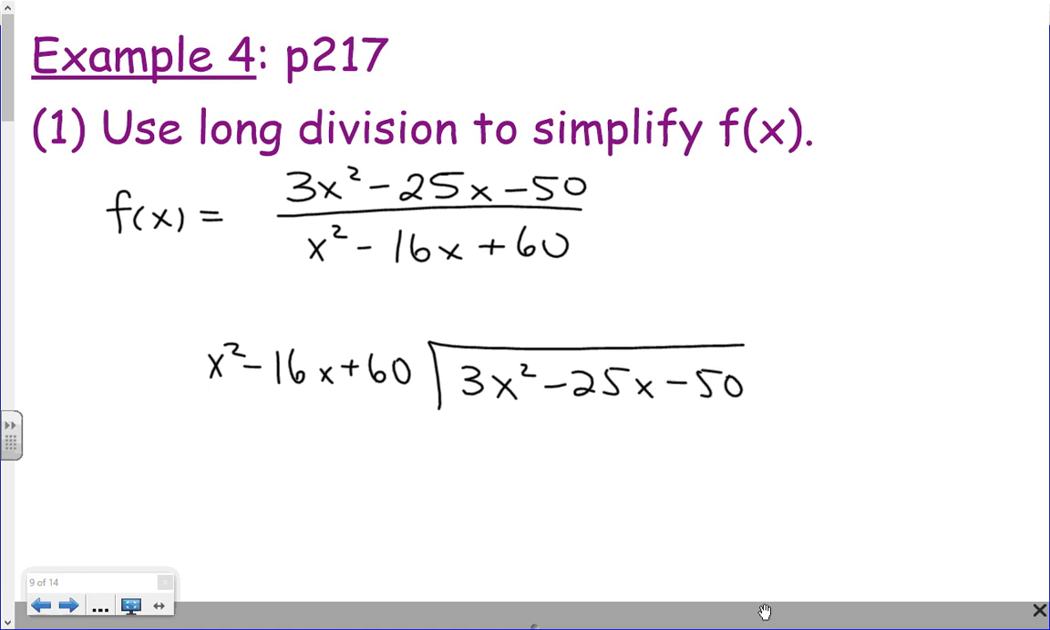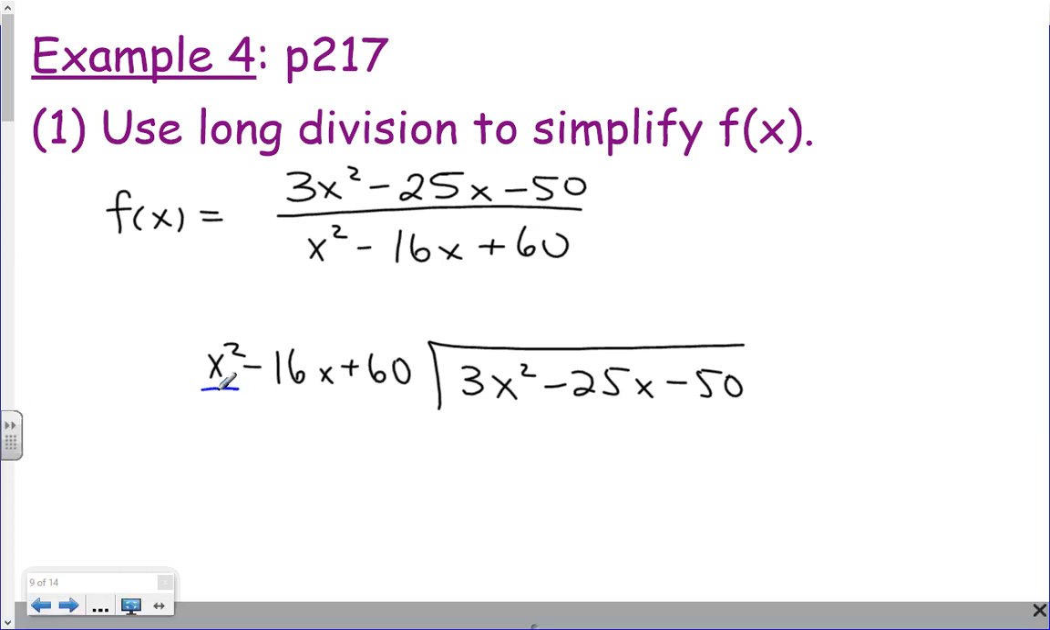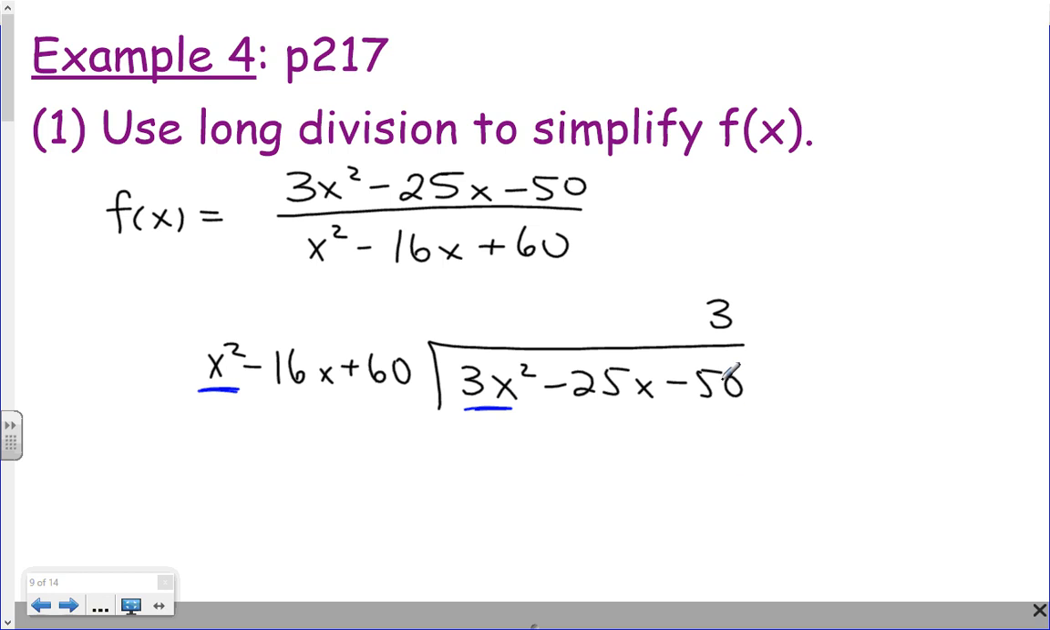Now to divide this, what I'm looking for is what do I need to multiply this x squared out front by in order to end up with a 3x squared? Or another way of saying that is to take the 3x squared that's under that division bar and divide it by the x squared to figure out what that number needs to be. And clearly in this case that's going to be 3. So since 3 is just a constant, I'm going to put it above the constant of 50 over here. Technically you don't have to worry about lining things up, but I like to line things up properly there.